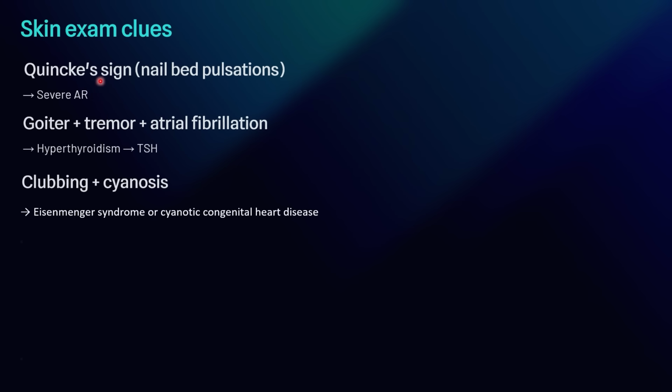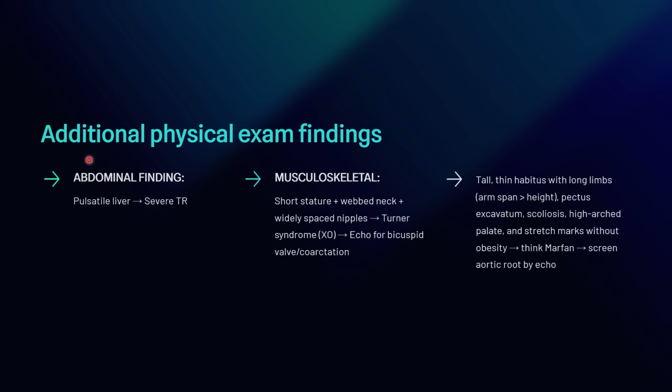Quincke sign, I've never seen it, nail bed pulsations, think of severe AR. Goiter, tremor, atrial fibrillation, check TSH, think of hyperthyroidism. Clubbing and cyanosis, think of cyanotic congenital heart disease or Eisenmenger syndrome. Additional findings, pulsatile liver, that means severe TR, tricuspid regurgitation. And remember Turner syndrome, very important: short stature, webbed neck, widely spaced nipples.